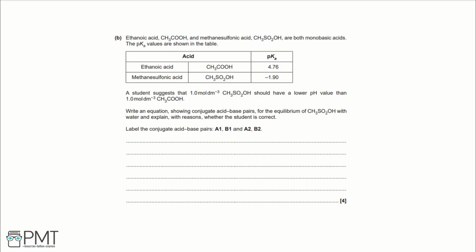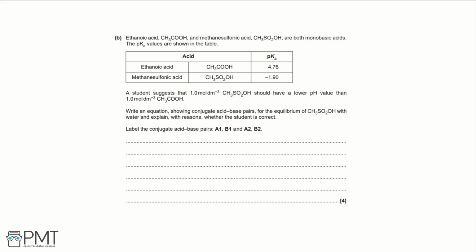Part B. Ethanoic acid, CH3COOH, and methane sulfonic acid, CH3SO2OH, are both monobasic acids. The pKa values are shown in the table. A student suggests that 1.0 moles per decimeter cubed of methane sulfonic acid should have a lower pH value than 1.0 moles per decimeter cubed of ethanoic acid.